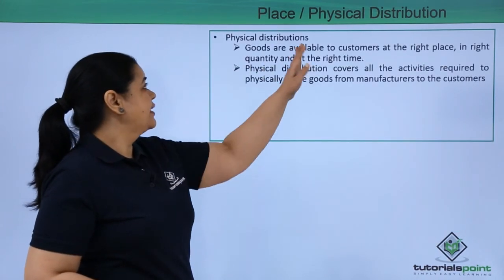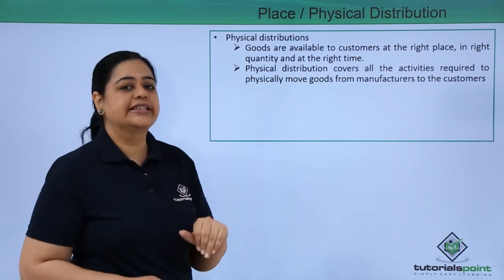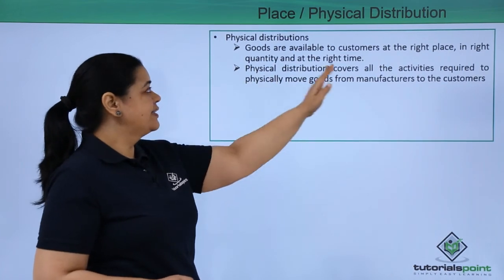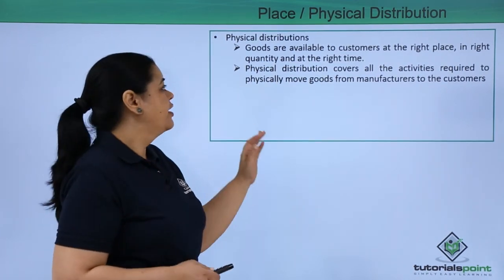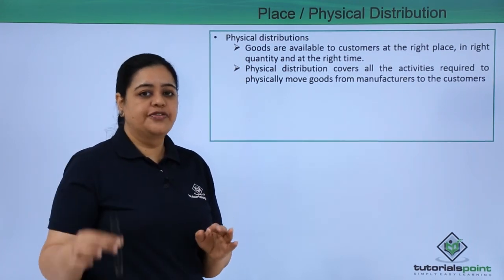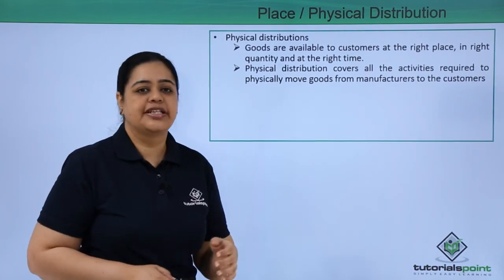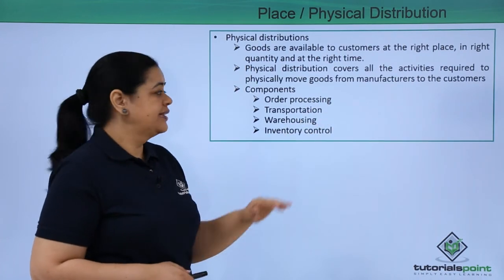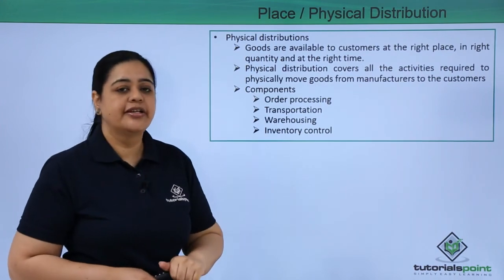Now, lastly, what is physical distribution? Let's come to physical distribution. See, the aim of physical distribution is that goods are available to customers at the right place, in the right quantity, at the right time. So it covers all the activities required to move the goods from one place to another, that is, from manufacturer to customer. The components here would be order processing, transportation, warehousing, and inventory control.